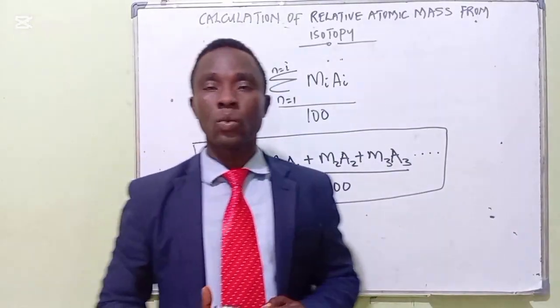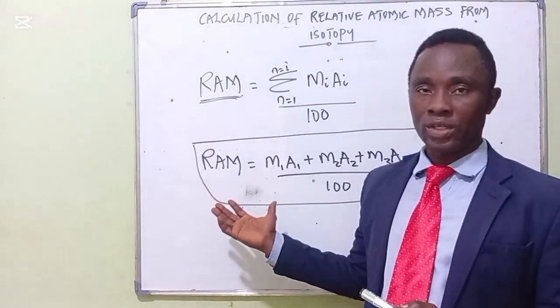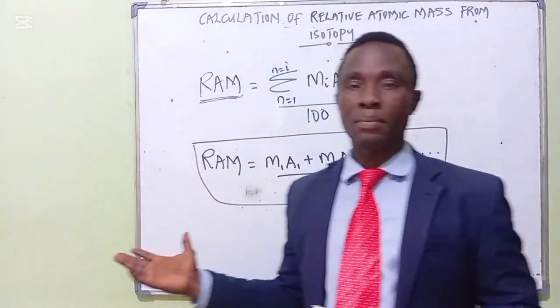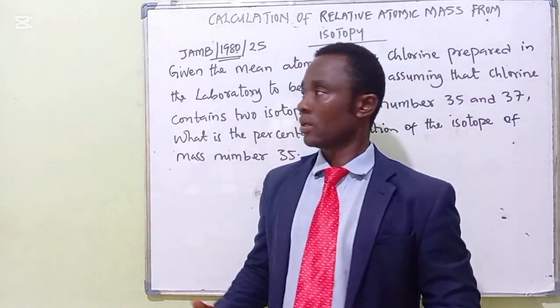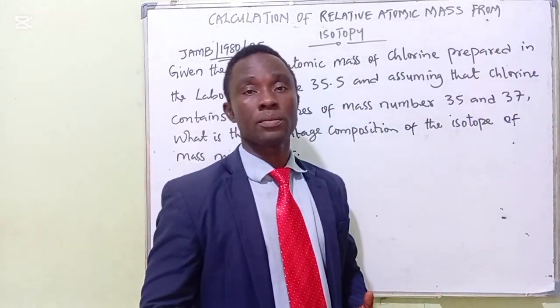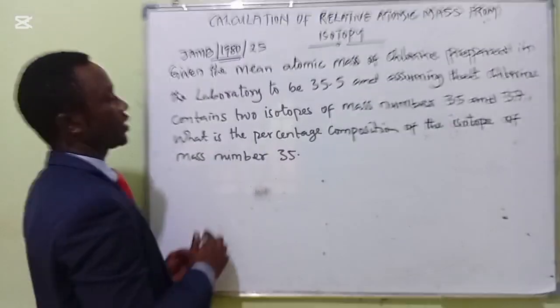So by this, we are going to take an example on how to make calculation on relative atomic mass. Okay, let us take this question. Now, this question is coming from JAMB. It's a JAMB question, JAMB 1980 question 25.